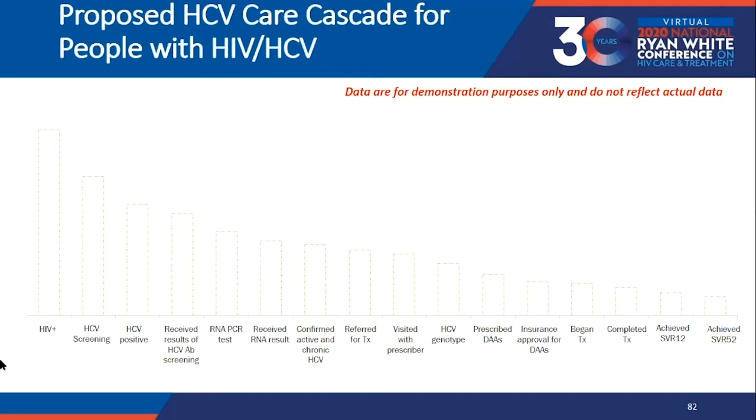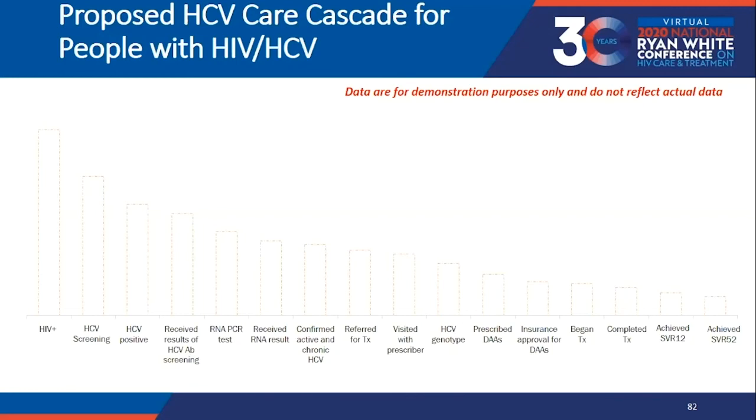And you can see how complex the cascade could be, given that people with HIV need to be screened first for hepatitis C, then they need to receive the results of the screening and then have infection confirmed with a PCR test. They have to receive those results and be referred to therapy. Once referred to a care provider who can prescribe, they have to, of course, have the visit, potentially have a genotype done, and then have the appropriate DAAs prescribed, or antivirals for hepatitis C treatment. And in some cases, or many cases, there has to be approval of the DAAs from payers, after which point the client would begin therapy, complete the therapy, be seen at 12 weeks to see if they have cleared virus, and hopefully remain cured 1 year out.